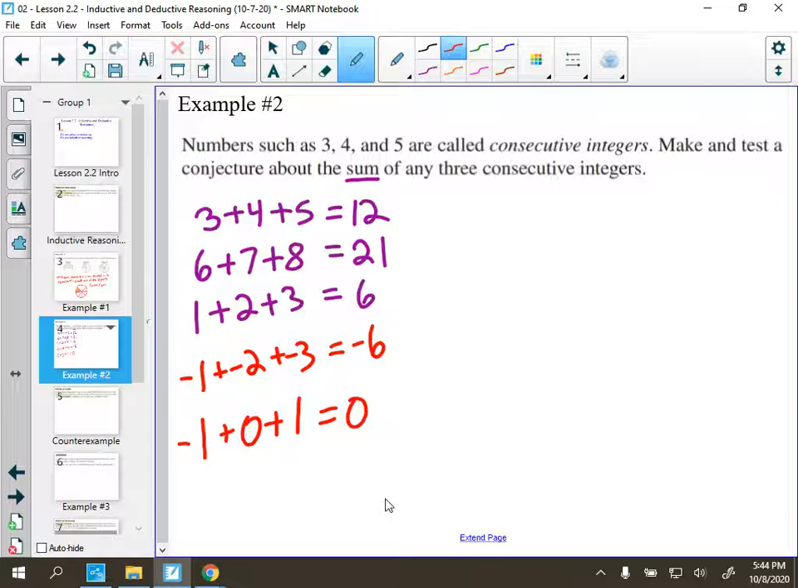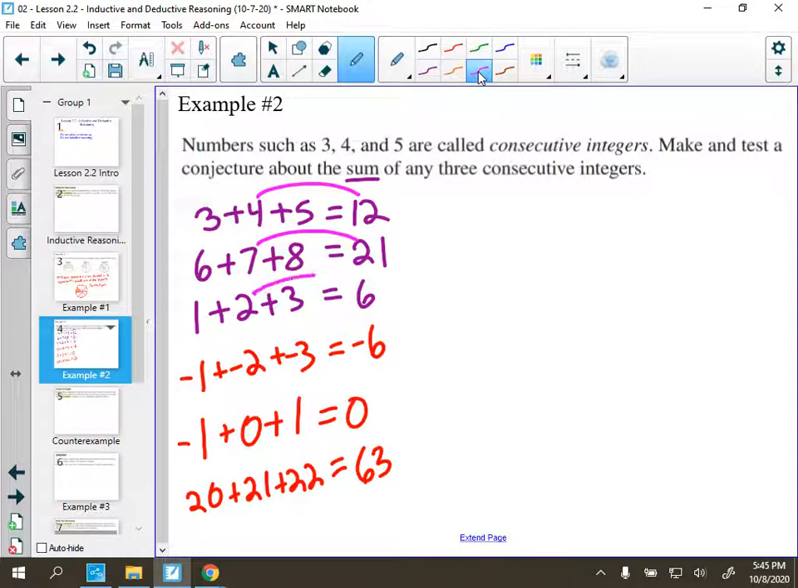Maybe some bigger numbers. 20 plus 21 plus 22 adds up to 63. So this is me testing. I don't really know. I'm not able to make a conjecture until I observe a pattern. The first thing that jumps out at me, and maybe you're seeing different things, is how the sum is related to this middle number.